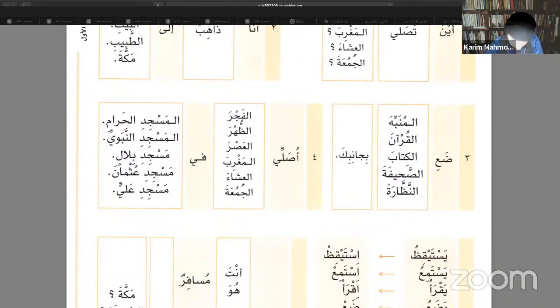Pray Fajr in the sacred. Is it sacred? It is sacred. Sacred masjid. Pray Dhuhr in the Prophet's masjid.